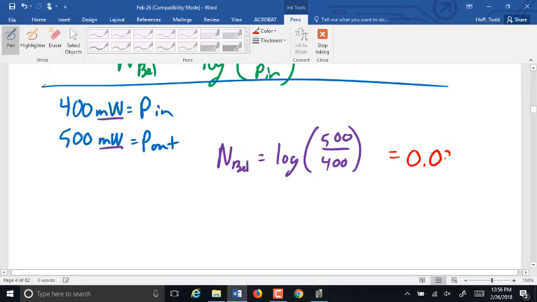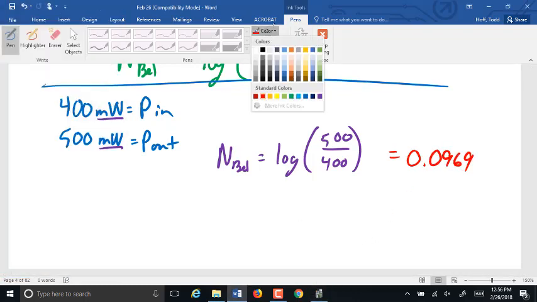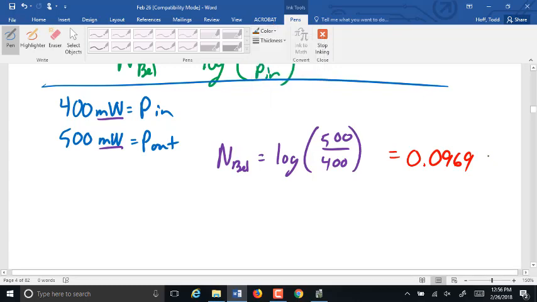So 0.0969. That is bells. So that is a 0.0969 bell increase. Now, gaining 100 milliwatts, I mean, that's a 25% gain. To only gain 0.09 or 0.1 bell, basically, that's a pretty small number.